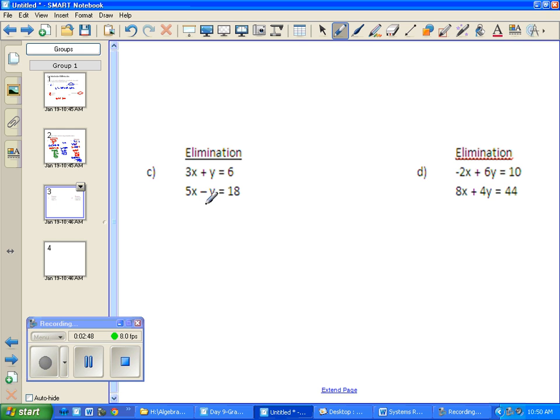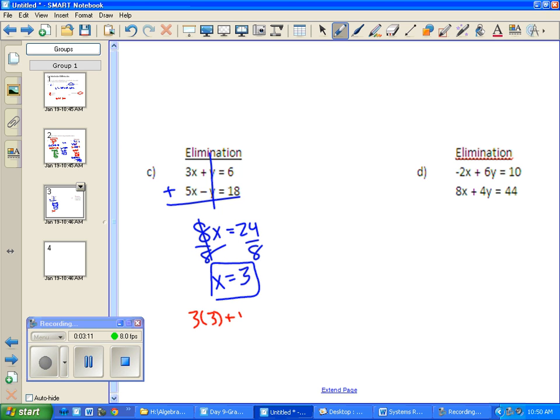Next, we're going to do some elimination, and the first one is already set up for you, so definitely want to do elimination. When you add these two equations together, 3x plus 5x makes 8x, y plus negative 1y, hey, they cancel out, they're gone. No more y's. 6 plus 18 is 24, so 8x is 24. If 8x is 24, that means that x is 3. Go back and get y. 3 times 3 plus y equals 6, so 9 plus y equals 6, y equals negative 3. Hey, that's the same problem as the substitution one, wouldn't you know?